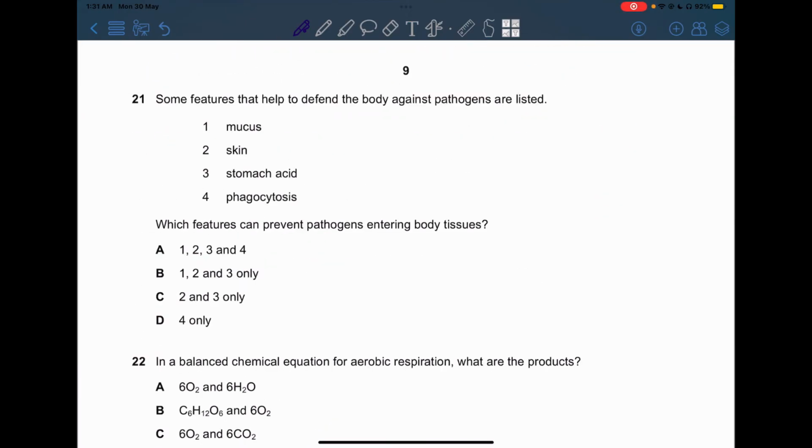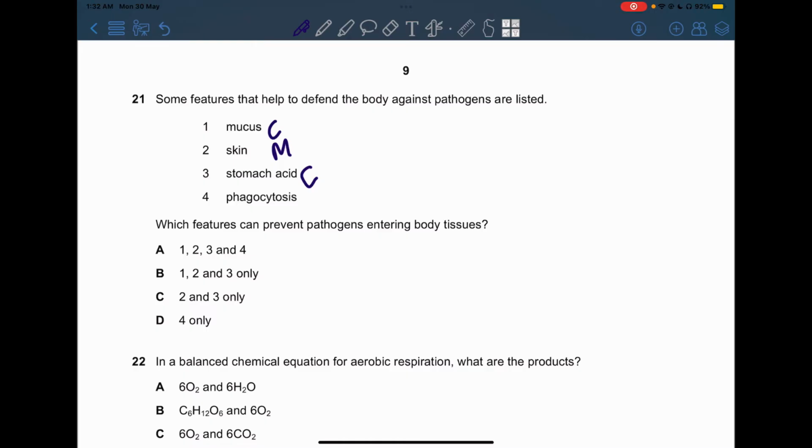Now, question number 21. Some features that help to defend the body against pathogens are listed: mucus, skin, stomach acid, and finally phagocytosis. Which features can prevent pathogens entering the body tissues? Now, we do know that mucus is a form of chemical barrier and also stomach acid. Now, skin is a mechanical barrier, and it also helps prevent the entering of pathogens into the body tissues.